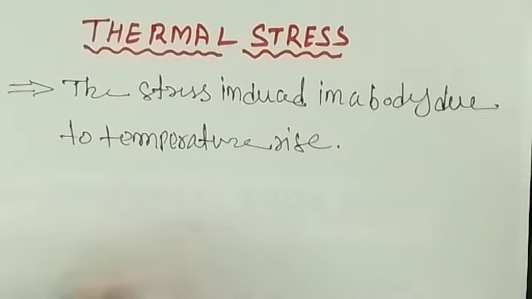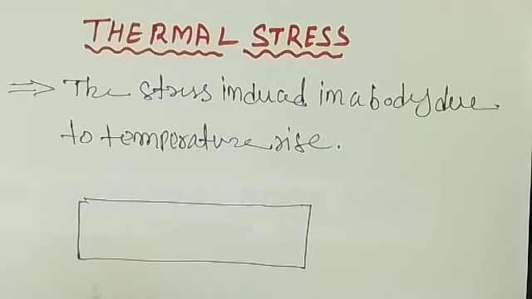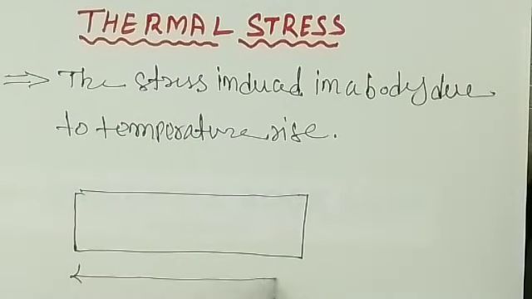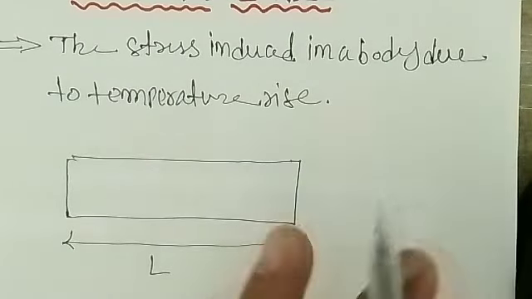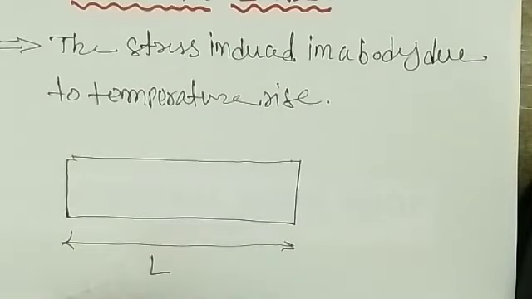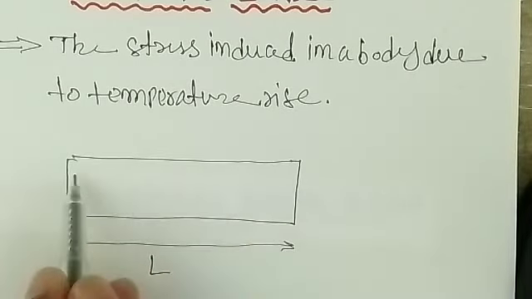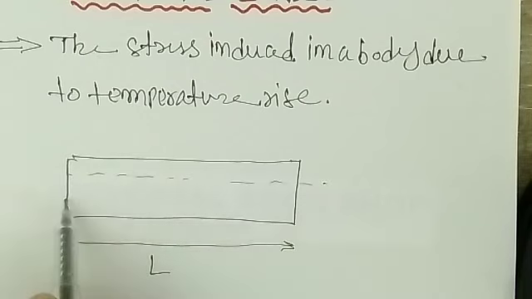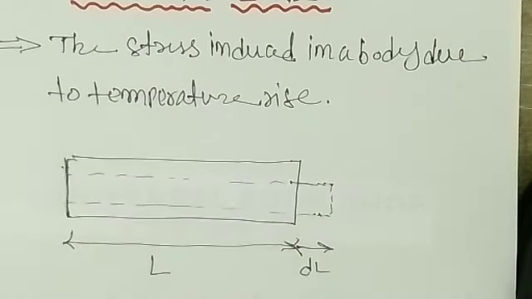So we can do the analysis for one body. Let's say one bar element, whose initial original length is L. When it is subjected to a temperature rise, the expansion will take place, so the material will expand in this fashion. Let's say this is fixed on one end, so this much of the body will expand. That expansion we call dL, the thermal expansion.